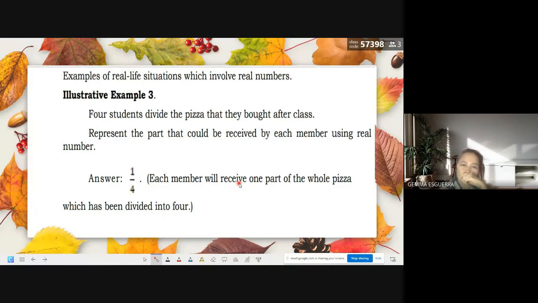Examples of real life situations which involve real numbers. For students, divide the pizza that they bought after class. Represent the part that could be received by each member using real numbers. When we share a pizza, who gets hungry? For example, we divide the pizza among 4 people. So, one whole divided by 4 is automatically 1/4.